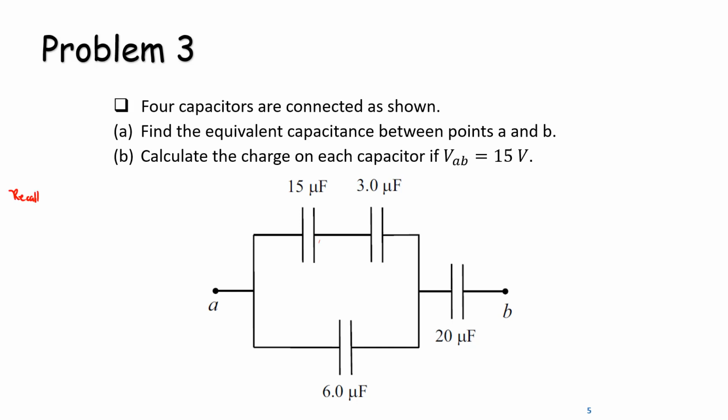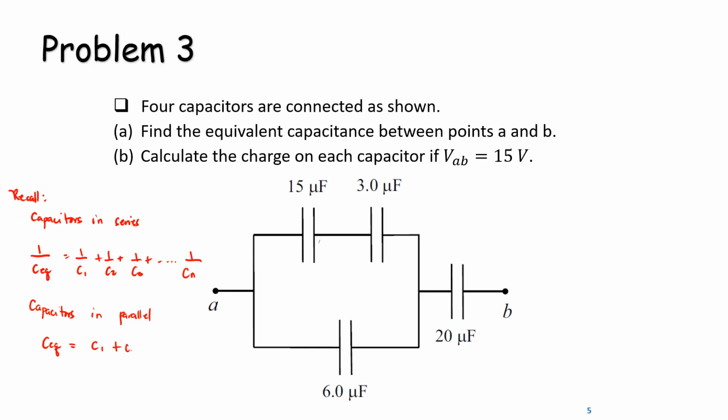Now, recall that for capacitors in series, we have 1 over C equivalent is equal to 1 over C1 plus 1 over C2 plus 1 over C3 and so on. You can get the equivalent capacitance of capacitors that are connected in series using this equation. And for capacitors in parallel, the equivalent capacitance is equal to C1 plus C2 plus C3 and so on.